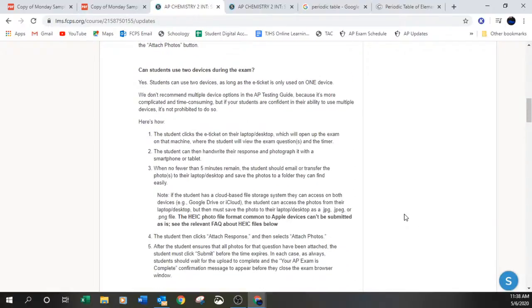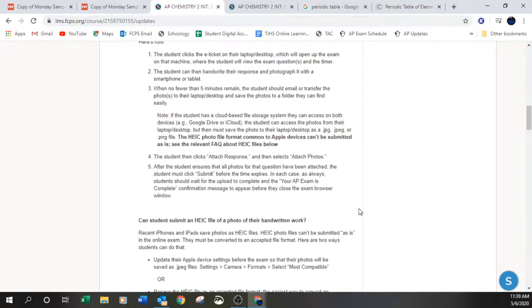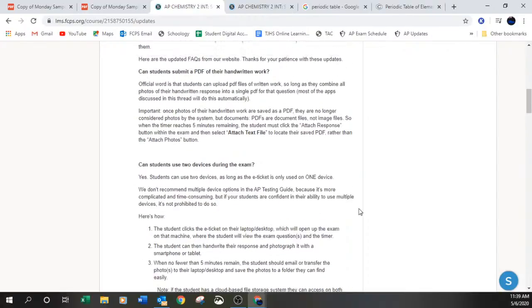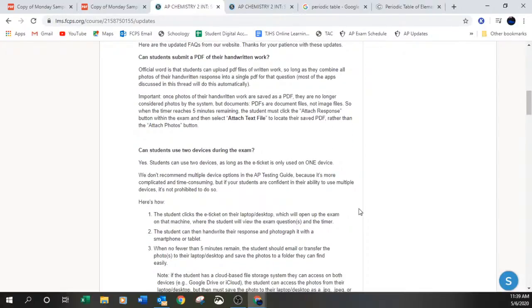So, a couple other things. You can have 2 devices open. You can have 2 devices both logged in. So some people are planning to just submit a JPEG. You can have the phone already logged in as well as have your computer logged in if you want to look at a larger version on the screen. If you're going to handwrite, now they're saying that handwriting can be submitted as a PDF.